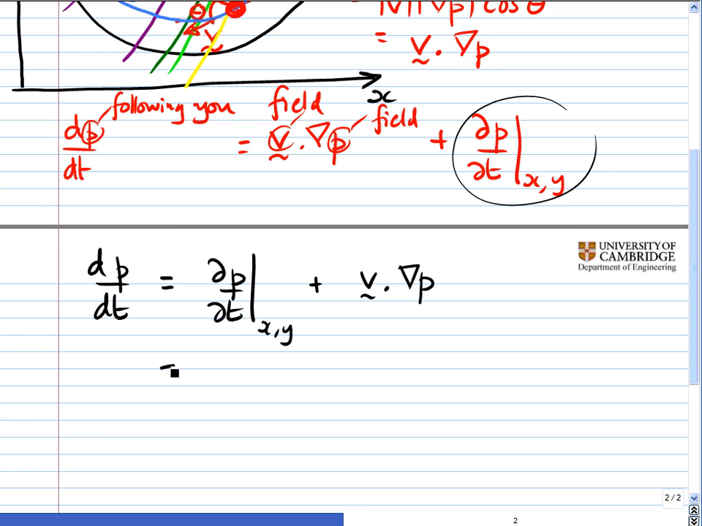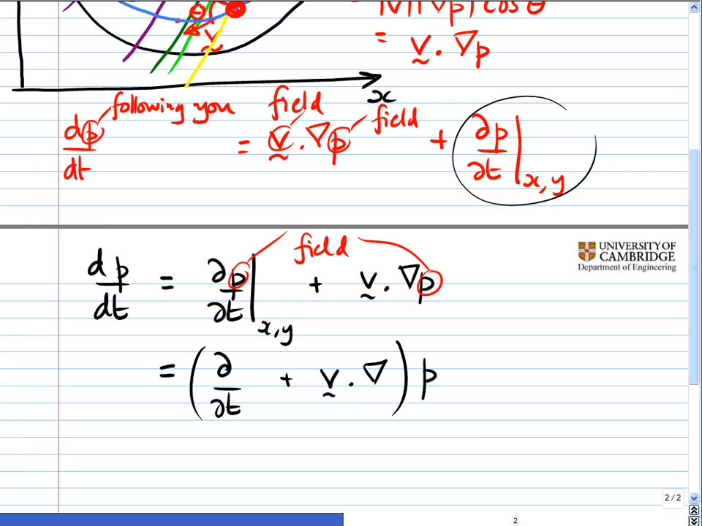Now let us take the p outside. You'll notice that this p here and this p here is the same thing. It's the field p, so we can take it outside. And what we get there is d by dt plus v dot grad all of p.